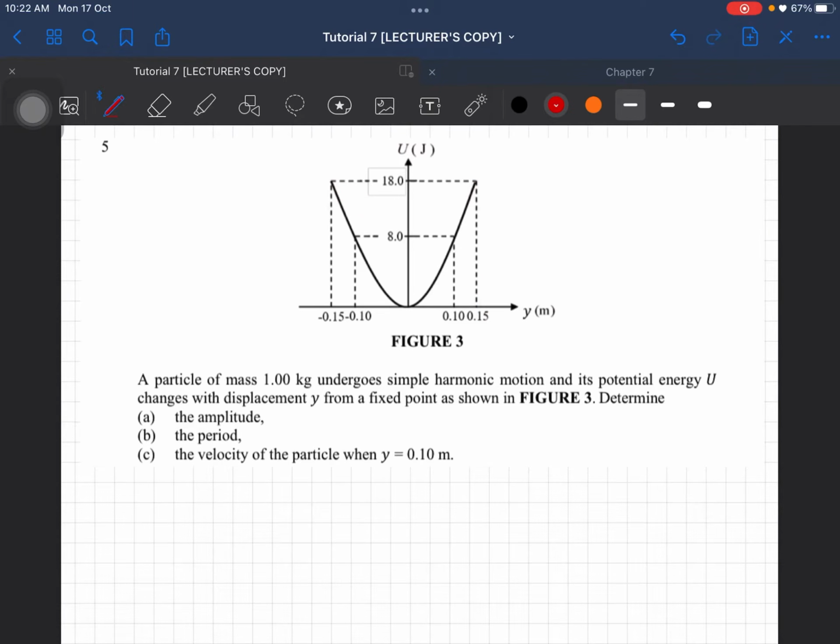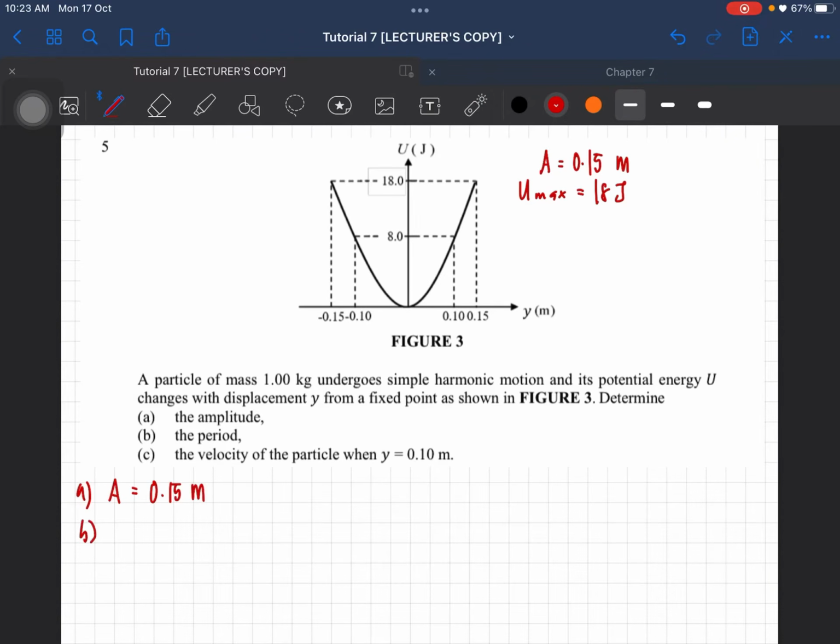Okay, so from the x axis, what do we get? We get the amplitude, which is equal to 0.15 meter. Next, from the y axis, we get the potential energy, maximum potential energy basically, to be equal to 18 joule. Another thing that you will get is when y is equal to 0.08, U is equal to 8 joule. That is the information you get. So what we need to determine is the amplitude, and we've written down that one there. So amplitude is equal to 0.15 meter.